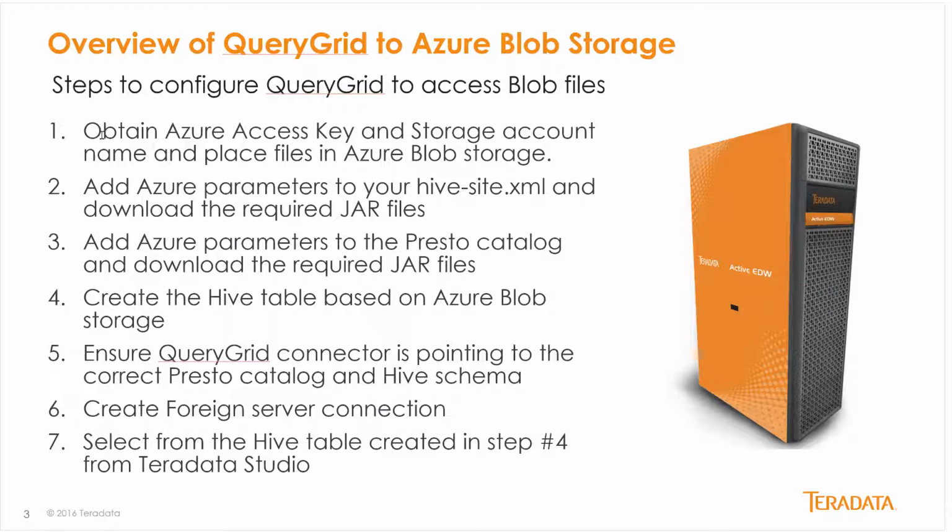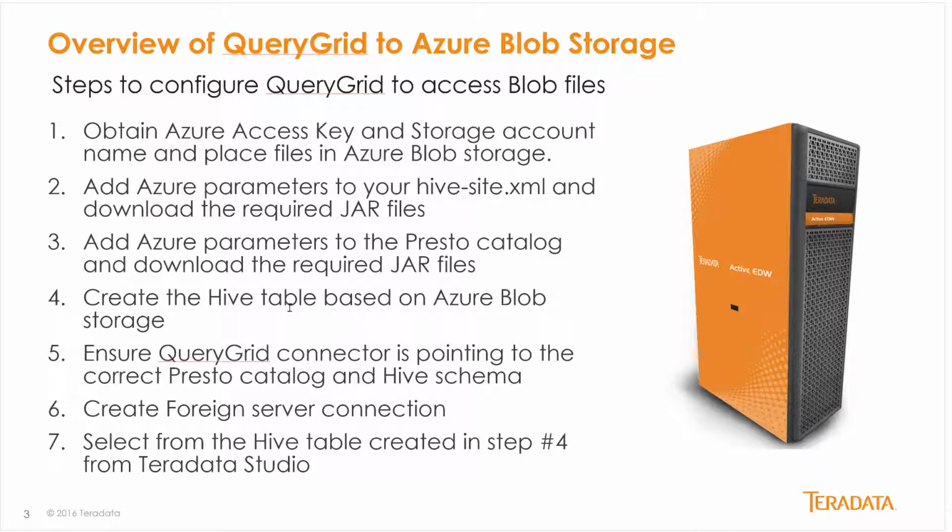So the first thing we're going to do is obtain the Azure access key and storage account name, and then we'll go over where to find that in the Azure portal. We also need to make sure we place the files that we need in Azure Blob storage, and we'll go over that as well. The next thing we do is we add Azure parameters to our Hive site XML, and we need to download some required jar files, and we do the same thing with Presto. We add some information to a Presto catalog, download some jar files.